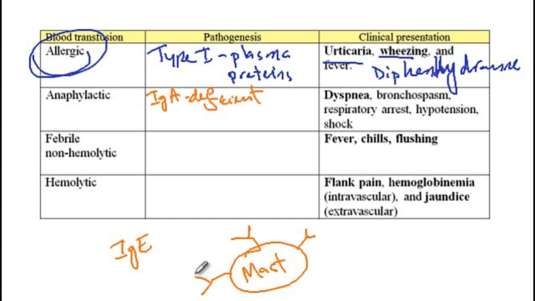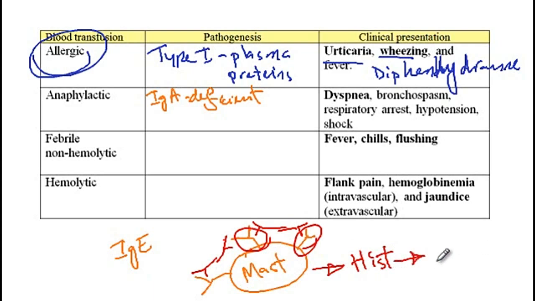So what happens is that the IgA molecules will cross-link the IgE on the surface of the mast cells. And the cross-linking of the IgE receptors will cause the degranulation of the mast cells, and thus histamine will be released, which causes the anaphylactic reaction. And so these patients will present with dyspnea and bronchospasm, and you will need to stop the transfusion immediately and treat them with epinephrine.